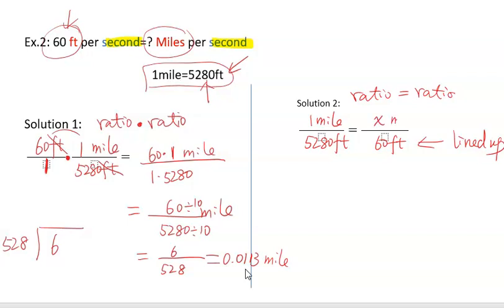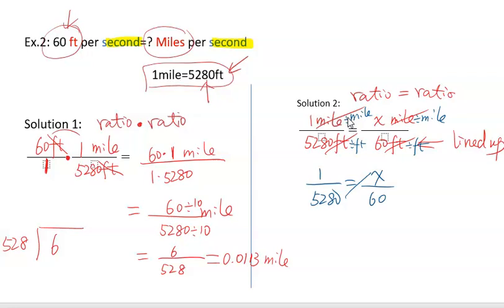So how many miles? It's unknown, so I'm going to use x. Again, once you get that, mile cancels mile, foot cancels foot. The reason is it's not a multiplication sign between them. They're on both sides, so they can be canceled. And you can think of this as dividing both sides by mile and mile. So they cancel each other. Divide both sides by foot and foot at the bottom, so they cancel each other. But we are going to end up with 1 over 5,280 equals x over 60.